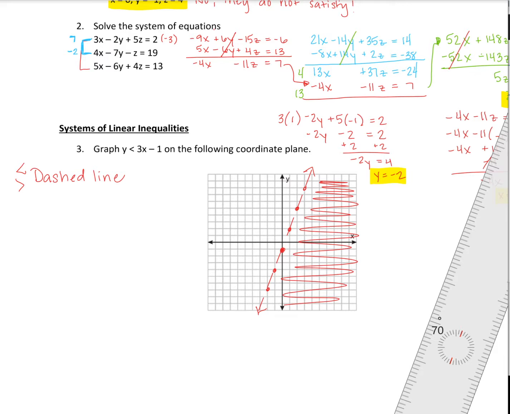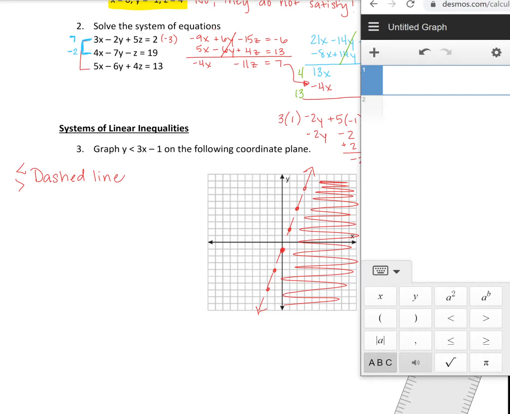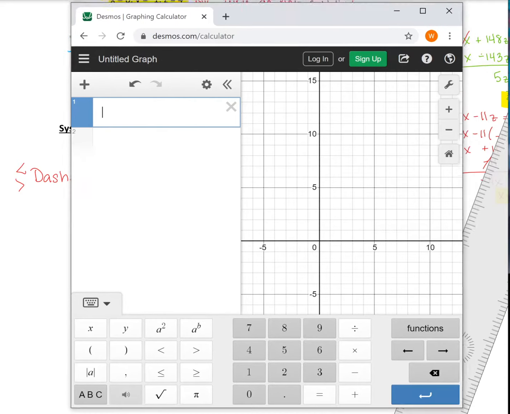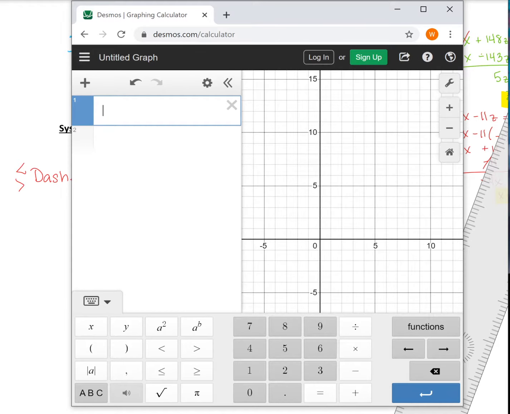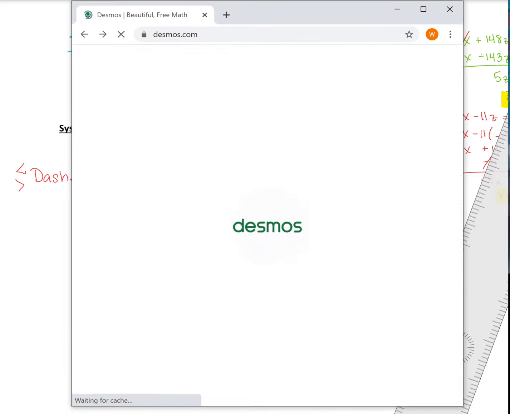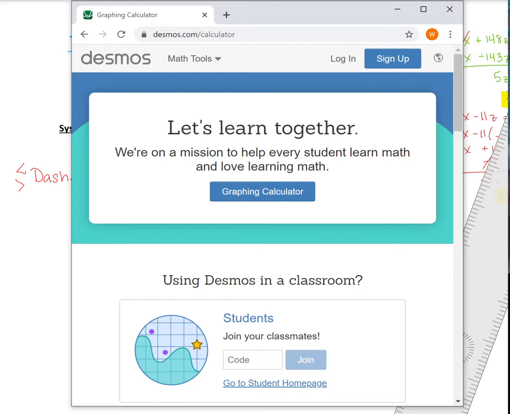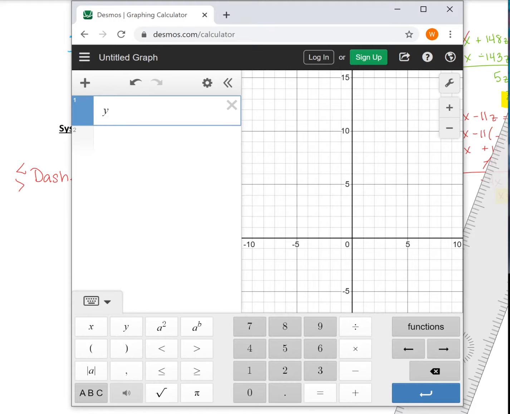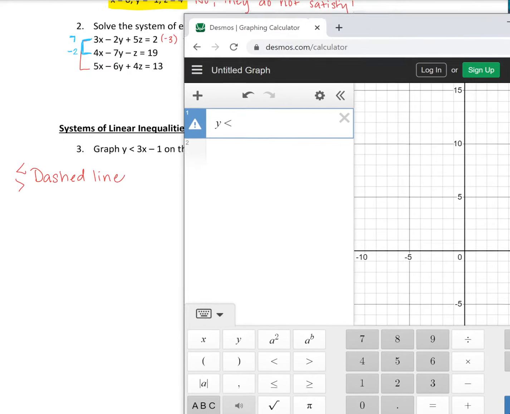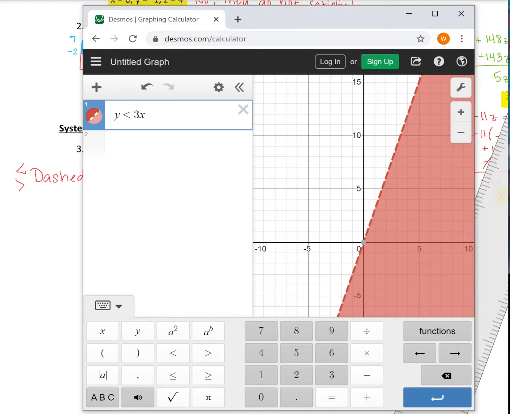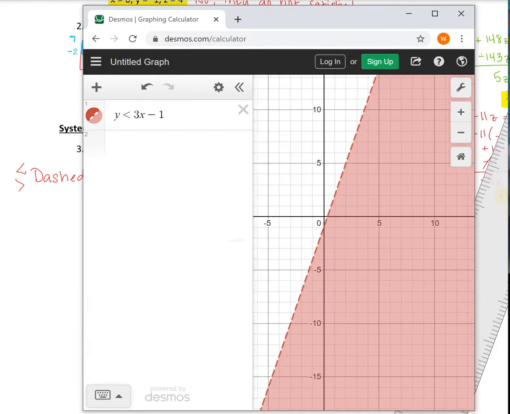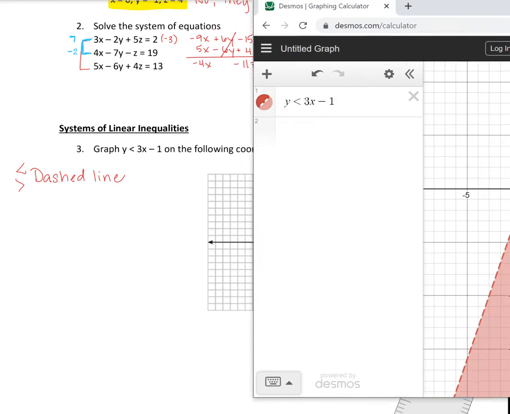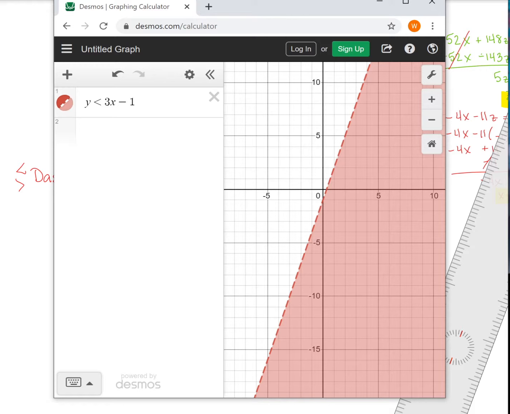Now, if you are still having a very serious issue with figuring out which side is above and which is below, I have a handy little thing that I'm going to show you. This is a resource that I love. It's called Desmos.com. You're going to go to Desmos.com and go to the graphing calculator. In your graphing calculator, you can hit the little keyboard and put in y less than 3x minus 1. Then you're going to compare it to what you got right there. They should look the same, but it is a nice way to double check your work.